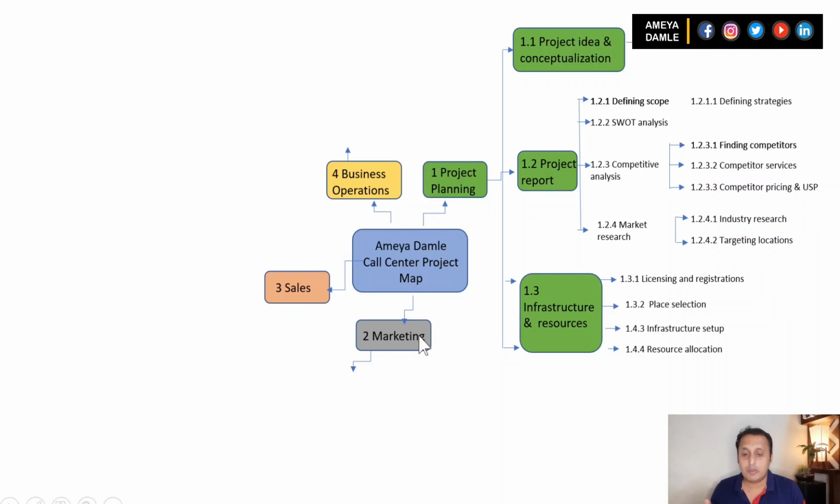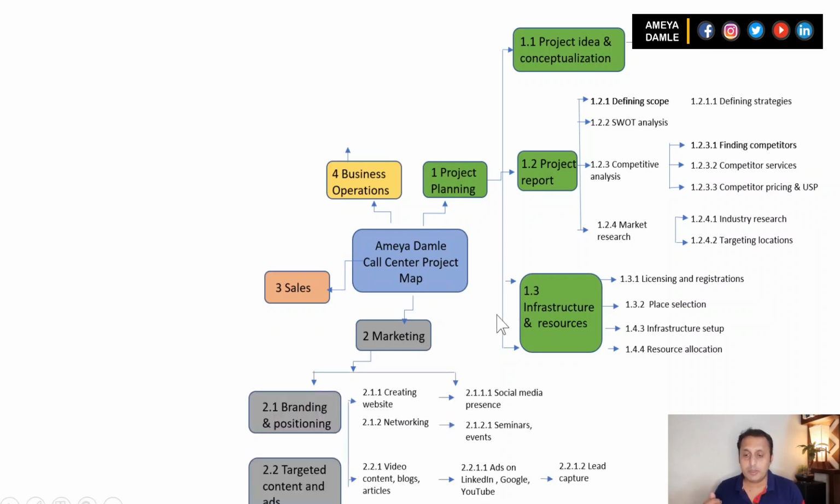So now we will go and discuss the next point, which is marketing. Now marketing is really vast, we cannot cover that entire thing in this video, but if we just summarize it in a couple of points, we can divide it into 2 points. One is branding and positioning, the second is targeted content and advertisements. But apart from that, there will be lead generation, and there will be various other activities that can come under marketing. But now let's discuss branding and positioning.